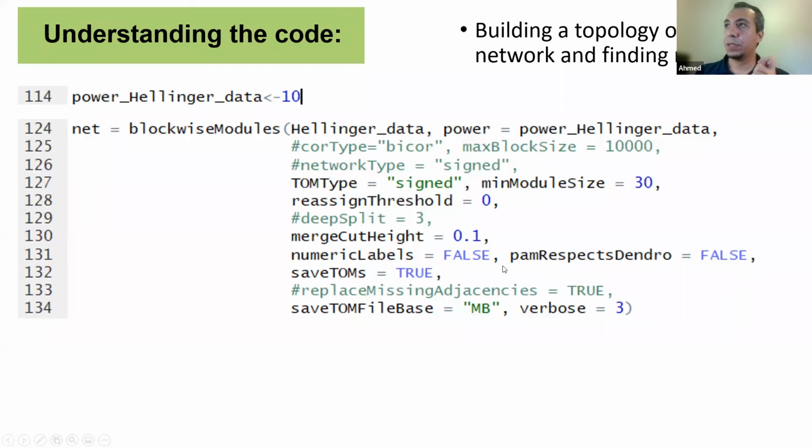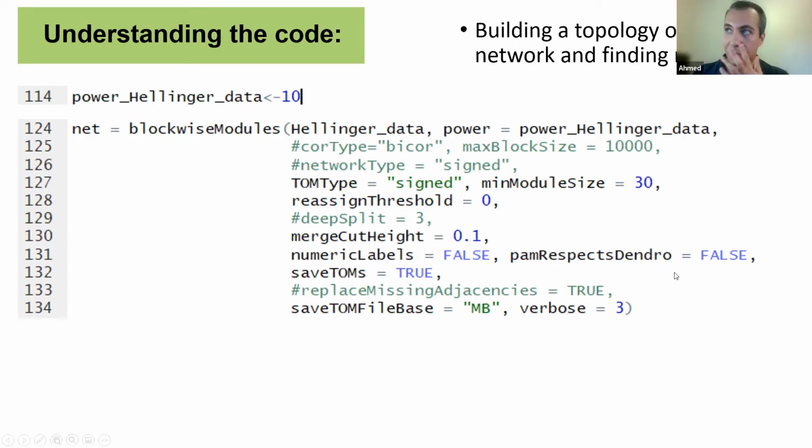Line 131 here is talking about what kind of labels you want to give to your modules. So by default, if you assign this to false, it will give you colors for the modules, green module, blue module, brown module, instead of giving them module number 1, 2, 3, 4, etc.